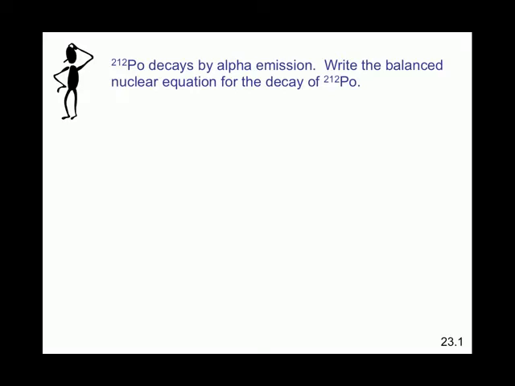Okay, here's the solution. So this is going to be the symbol we're going to use for an alpha particle. We can use either one of these two. I'm probably going to use this one here. So I start with polonium. I have my polonium-212, then I have my arrow, and then I have my alpha particle, and I'm trying to figure out what X is.